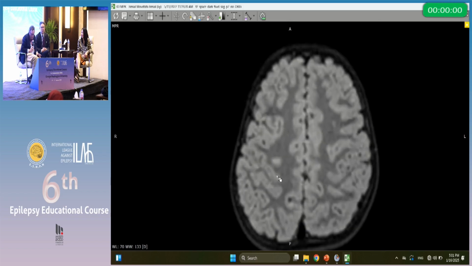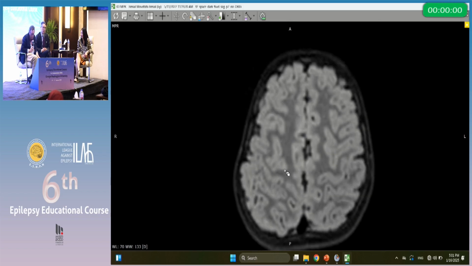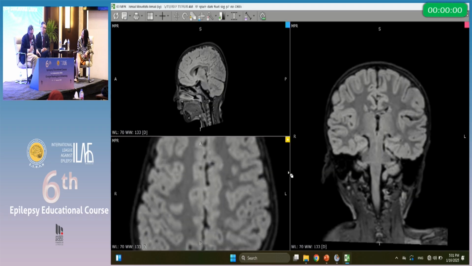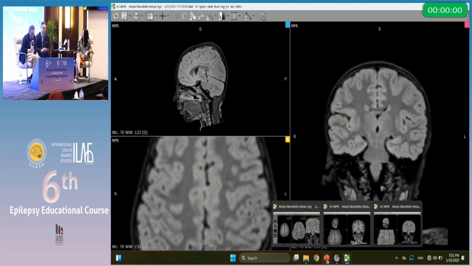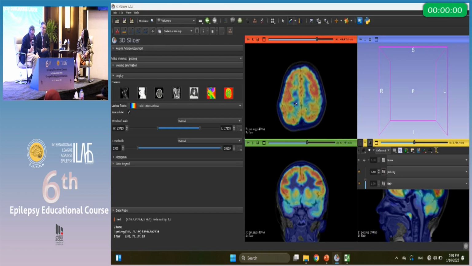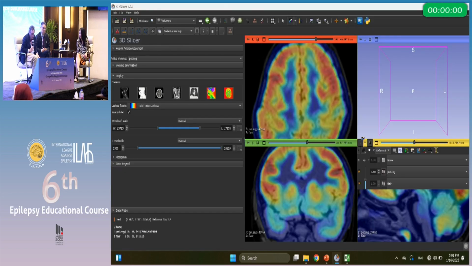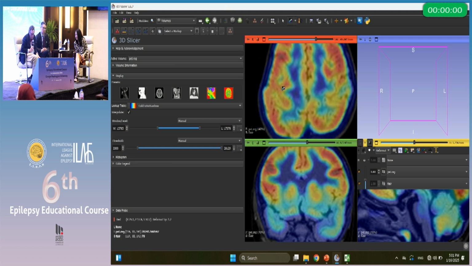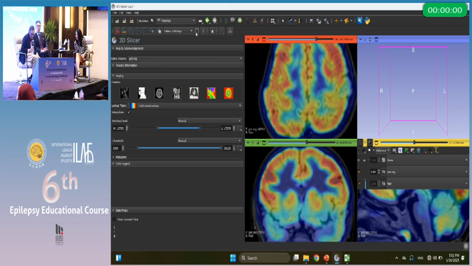So yeah, I think there's a dysplasia. The issue is how extensive it is. And you had a PET scan? Yes, we have it. How was it interpreted? I have it here. Here is a cortex of question.